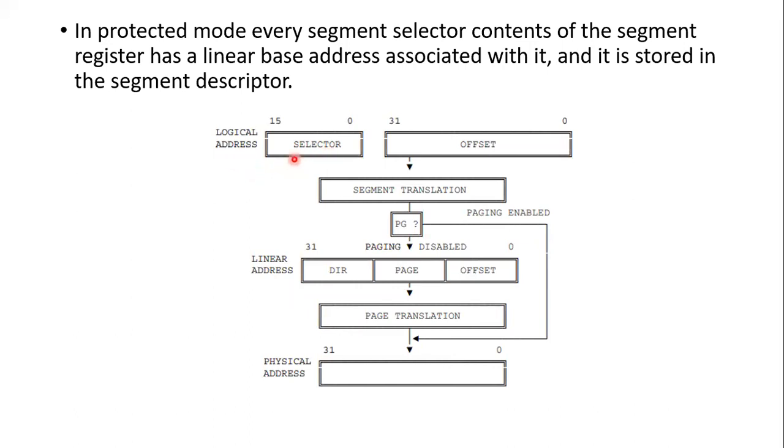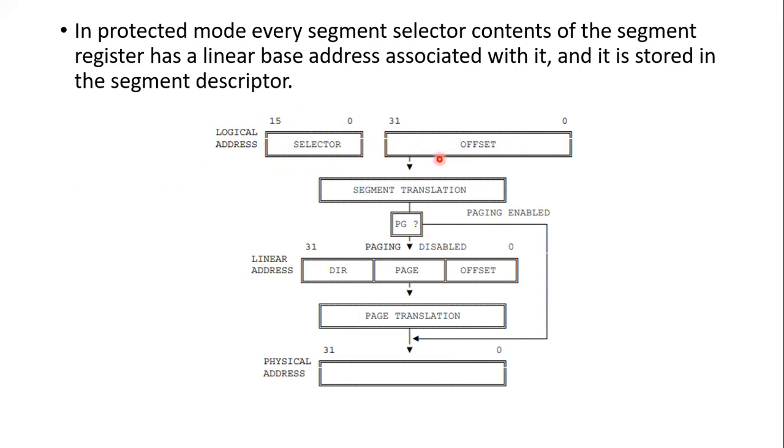Now over here you can see there is a selector. This selector is of how many bits? 0 to 15, that is a 16-bit selector. It is associated with a logical address. Then this is nothing but the offset. Offset is 0 to 31, that is a 32-bit offset.